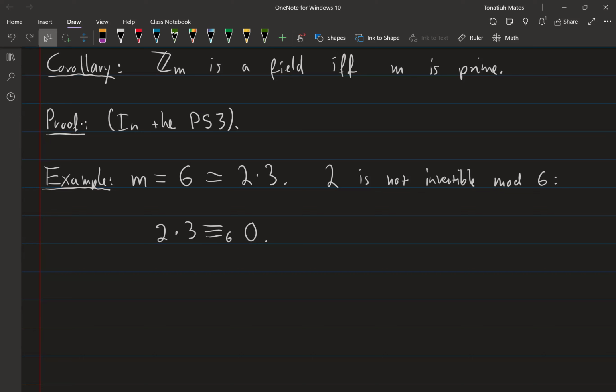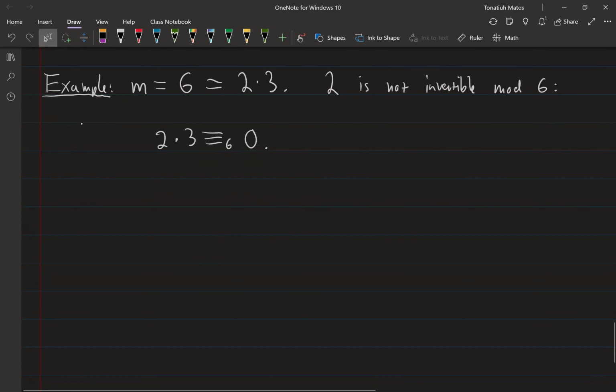But in general, if you have a number that is not prime, so composite, then you can find two factors the same way I found the factors 2 and 3, and you can multiply them together and get 0 mod that number, right? So this idea generalizes in a more abstract setting.